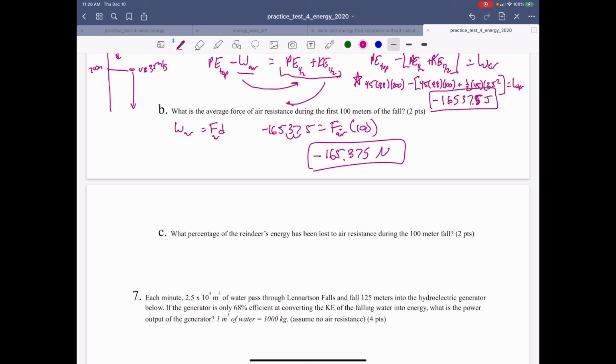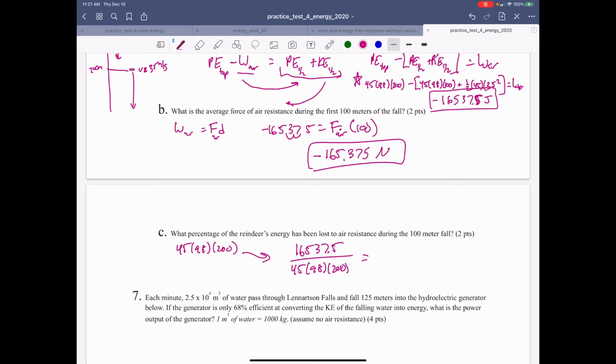So the total potential energy is going to be 45 times 9.8 times 200. That's the total potential energy at the top. What percentage of that has been lost? Well, let me rephrase this. The percentage of the work done by air resistance is really just going to be 16537.5 divided by the total amount of energy, which was 45 times 9.8 times 200.